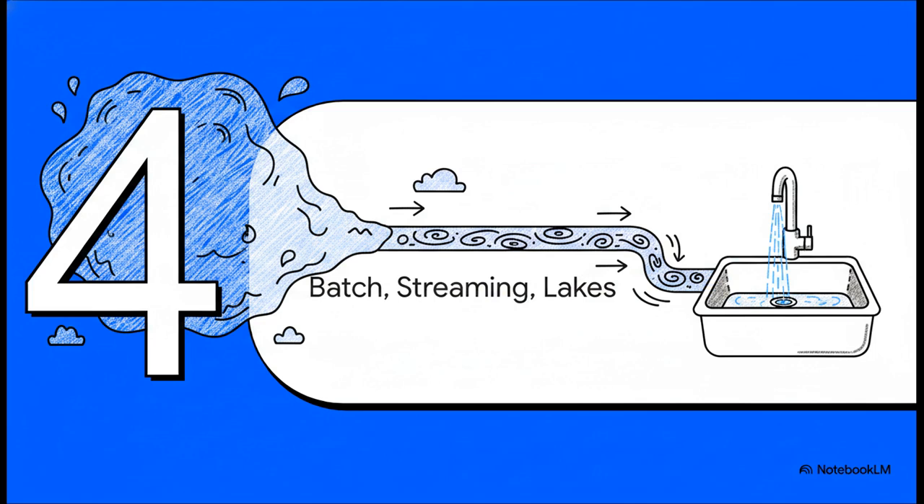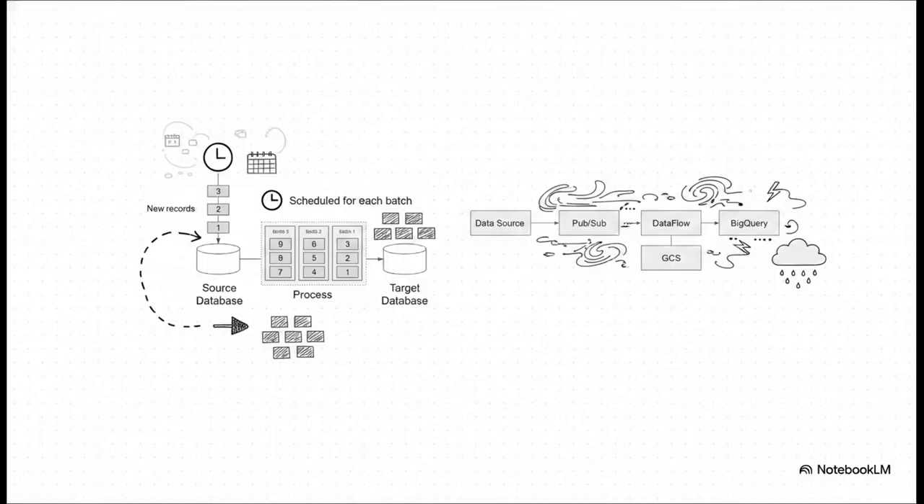Lesson 4. Batch, streaming, and lakes. To get data into our beautiful new warehouse, we have to build pipelines. Try to imagine data as water flowing through a system. Upstream is your vast reservoir, and downstream is the kitchen sink where the business user finally consumes it. We have two main ways to control this flow.